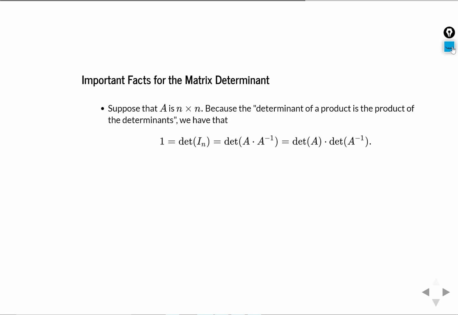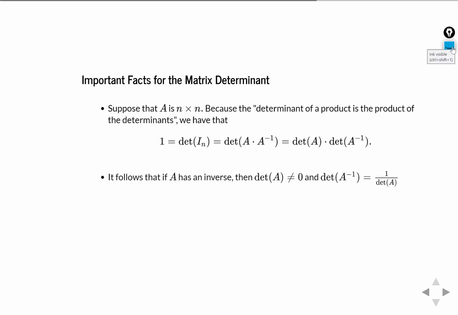Suppose A is n by n. Because the determinant of a product is the product of the determinants, we have 1 equals the determinant of the identity equals the determinant of A times A inverse equals the determinant of A times the determinant of A inverse. A useful consequence of that is this relationship: we can find the determinant of the inverse of a matrix if we know its determinant.